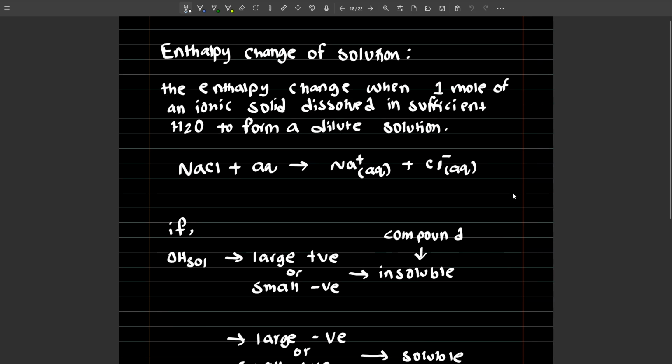Now let's look at the enthalpy change of solution. It is the enthalpy change when 1 mole of an ionic solid is dissolved in sufficient water to form a very dilute solution. So basically we can see we have the ionic solid and we dissolve it into aq, which means sufficient water, to form the ions which are in their aqueous states.